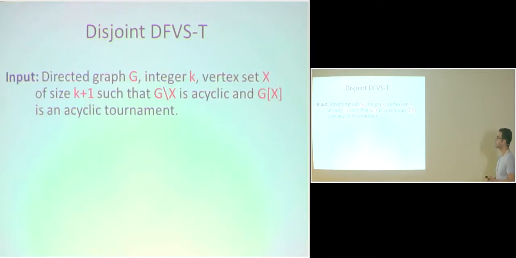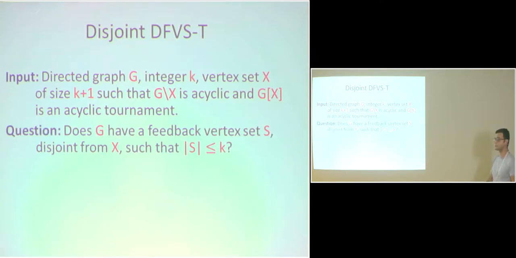I give you a directed graph G, an integer k, and a vertex set X of size at most k plus 1 that is a solution, but is slightly too big. I'm looking for a solution of size at most k disjoint from the one that I have, where the solution that I have induces an acyclic tournament. Is X of size k plus 1? Yes. If X were of size less than k plus 1, I would already have a solution of size k, since before I made it undeletable I could have just deleted it. So X is of size precisely k plus 1.